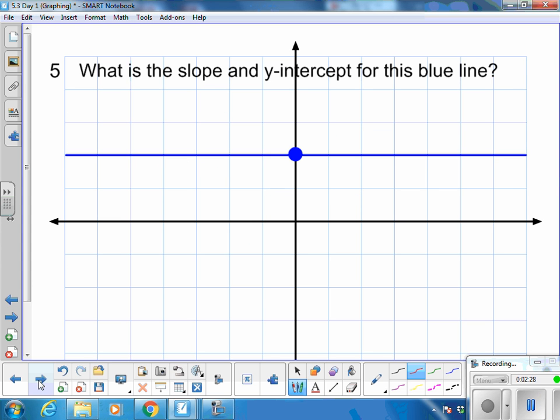What is the slope and y-intercept for this blue line? Okay, we've looked at horizontal lines and the slope for this line. If we look at rise over run, it is 0. It does have a y-intercept though. It does cross the y-axis at 2.